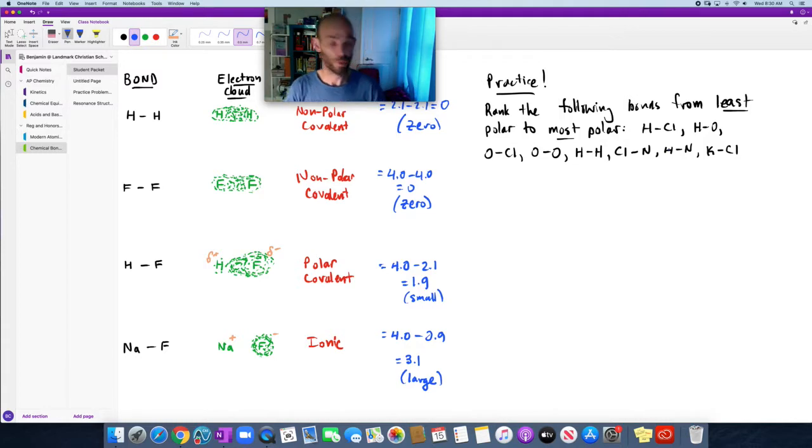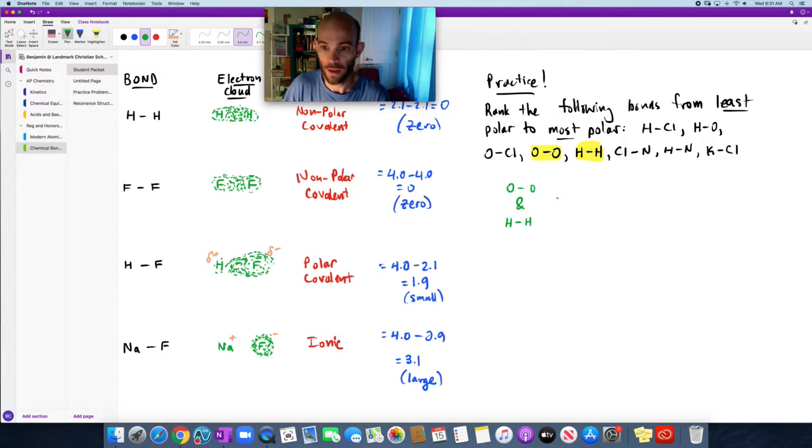Okay, so least polar would be nonpolar. So which ones of these up here would be nonpolar? Well, if an element is bonded to itself, it's going to be nonpolar. So I see a hydrogen-hydrogen here and an oxygen-oxygen. Are there any others? No, so those right there would be the least polar, OO and HH. Both of those are completely nonpolar, so 0 difference in electronegativity.